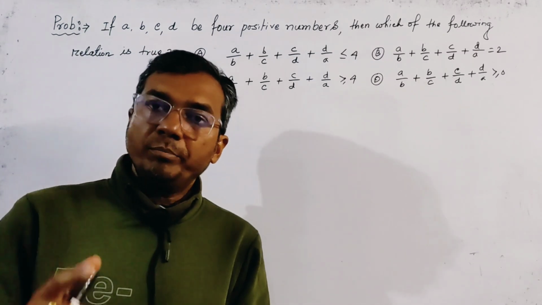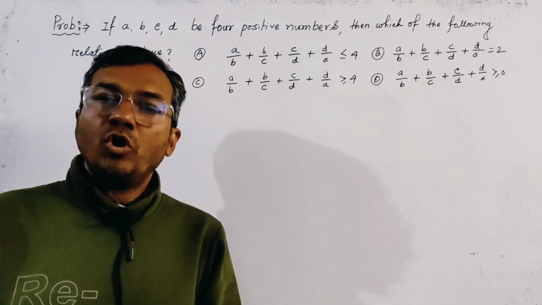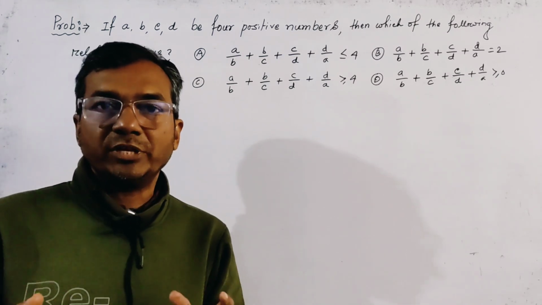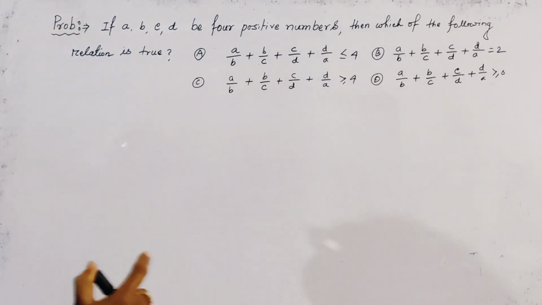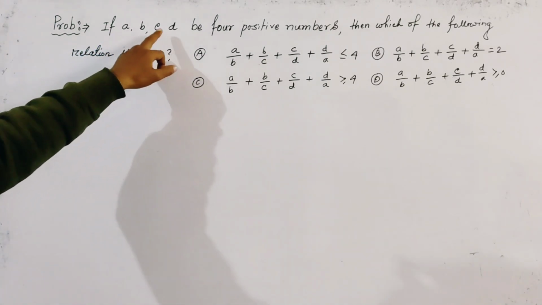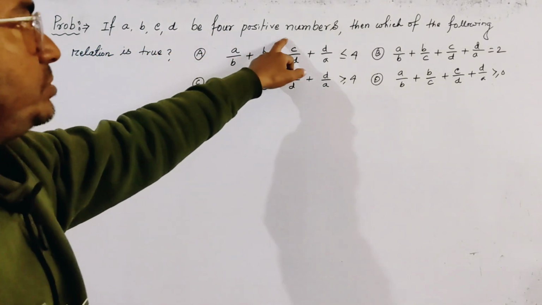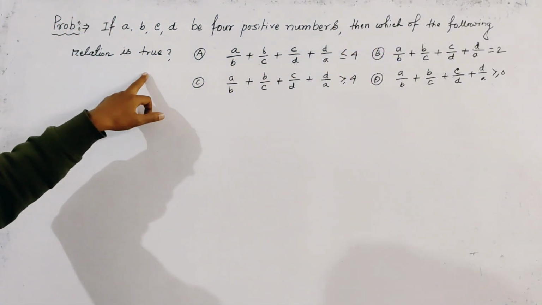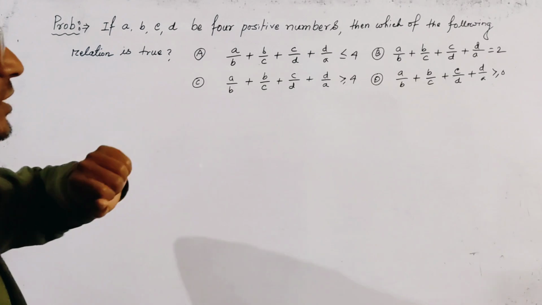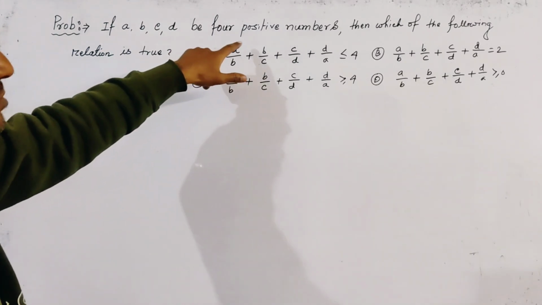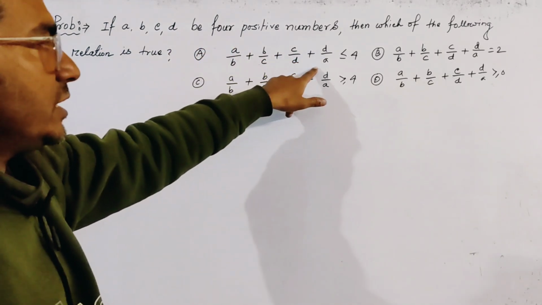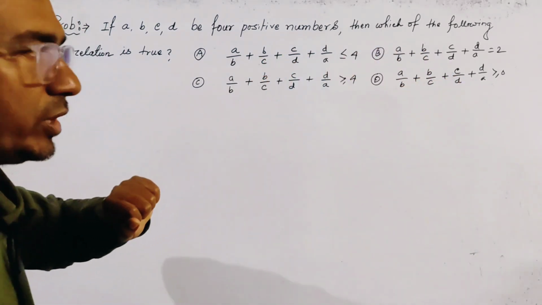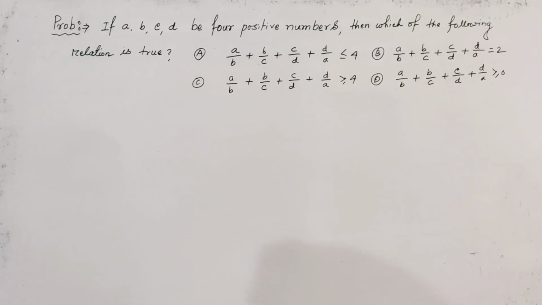A problem from inequality. It is a problem of AP, GP and HP, that is from the series. The problem says that if a, b, c, d are 4 positive numbers, then which of the following relations is true? Four relations are given for a/b + b/c + c/d + d/a: less than or equal to 0, greater than or equal to 0, equal to 2, greater than or equal to 0. We have to find the correct alternative.